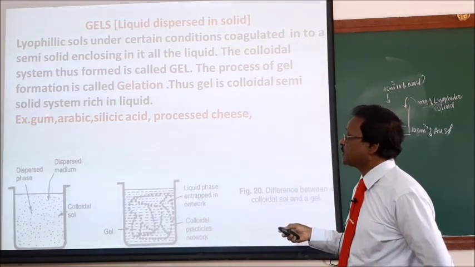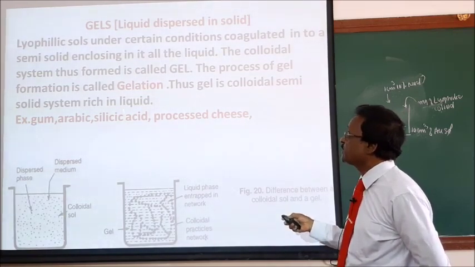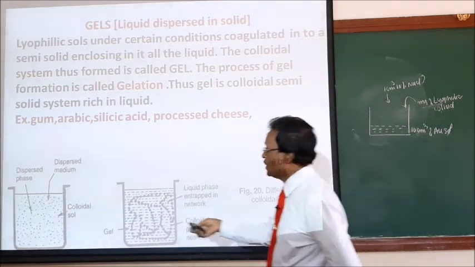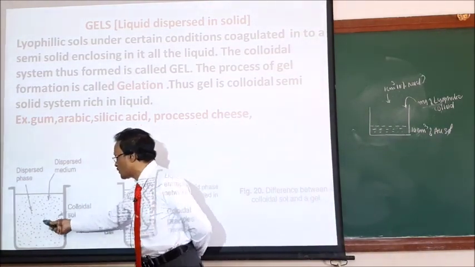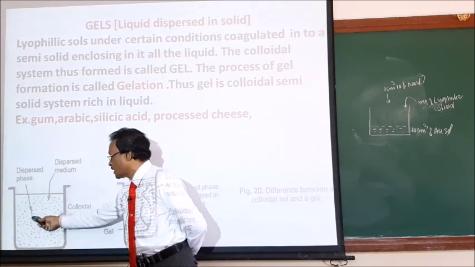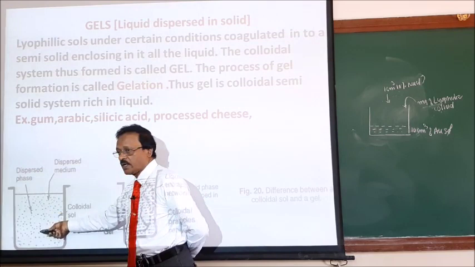Example gels are gum arabic, silicic acid, and processed cheese. That is the example for gels. So this is the colloid, and this is the gel. But the colloid has a dispersion phase and a dispersion medium, so they are heterogeneous systems. They don't settle at the bottom. They show all the properties: optical, kinetic, and electrical.